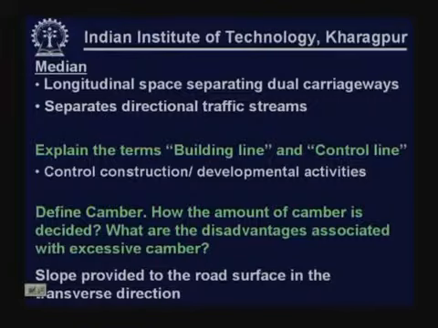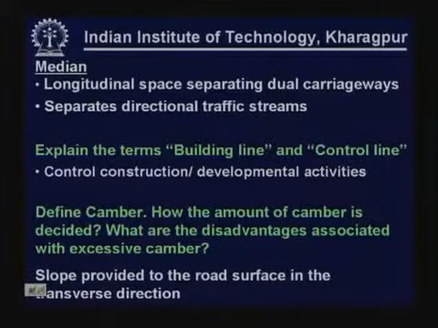So, it is basically an attempt to control construction or developmental activities in a way which will be advantageous for the acquisition of additional land in the future. Define camber, it is a slope, cross slope provided to the road surface in the transverse direction. So, it is a slope provided to the road surface, the carriageway in the transverse direction for the drainage of water.